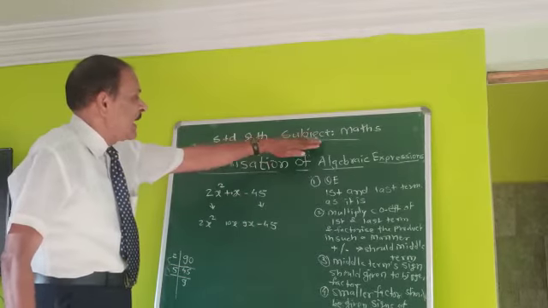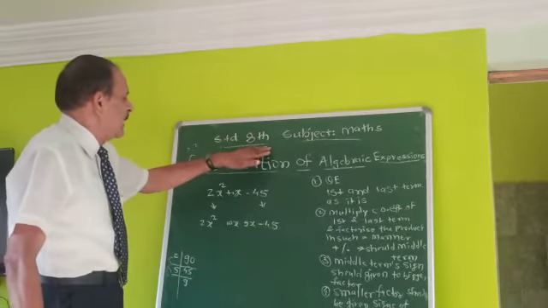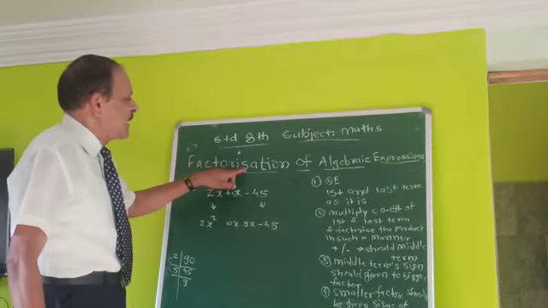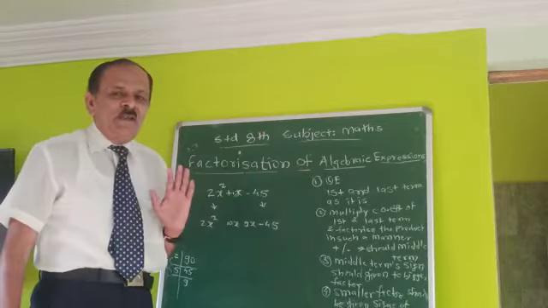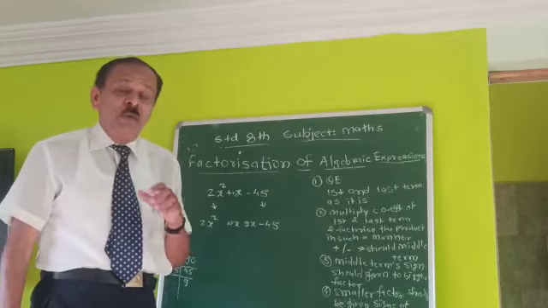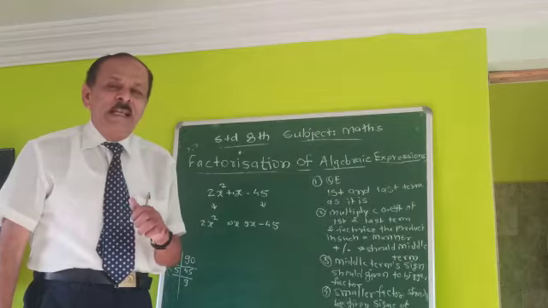Friends, we are learning mathematics of standard 8 and the name of the chapter is factorization and algebraic expressions. Friends, really I am teaching you very devotedly and dedicatedly.